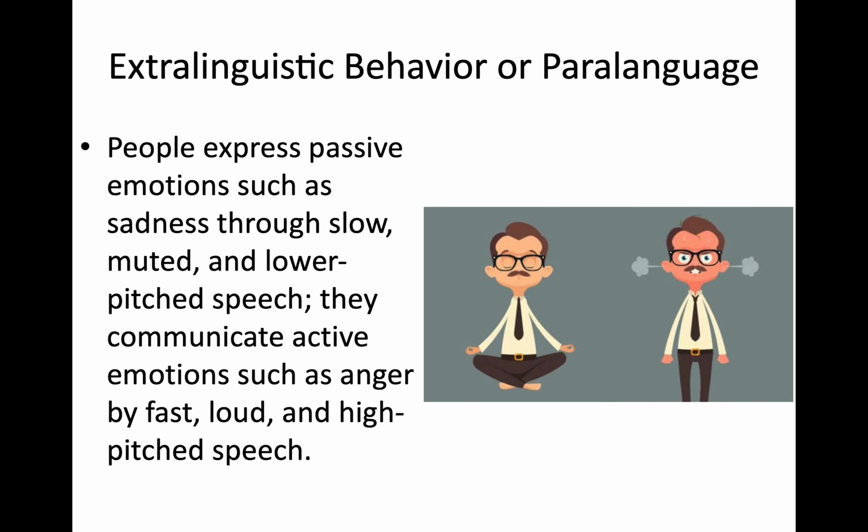People express passive emotions such as sadness through slow, muted, and lower pitched speech. They communicate active emotions such as anger by fast, loud, and high pitched speech.